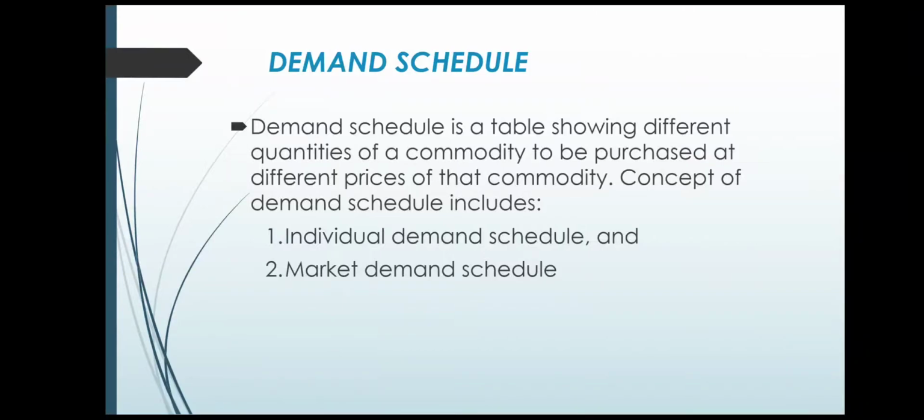Demand schedule is a table showing different quantities of a commodity to be purchased at different prices of that commodity. The concept of demand schedule includes individual demand schedule and market demand schedule. So a demand schedule is basically a tabular representation of price and quantity demanded at each price. Now there are two types of schedules that are prepared. One is individual demand schedule for the individual consumers, and the other one is market demand schedule, which is going to be calculated by adding up the individual demands.